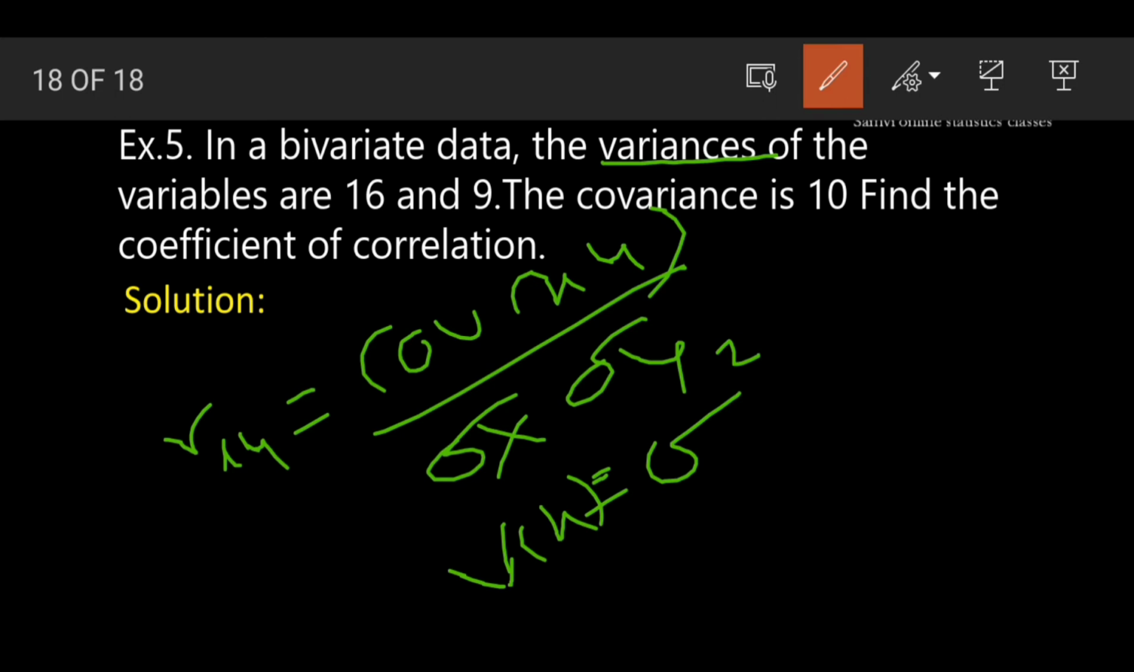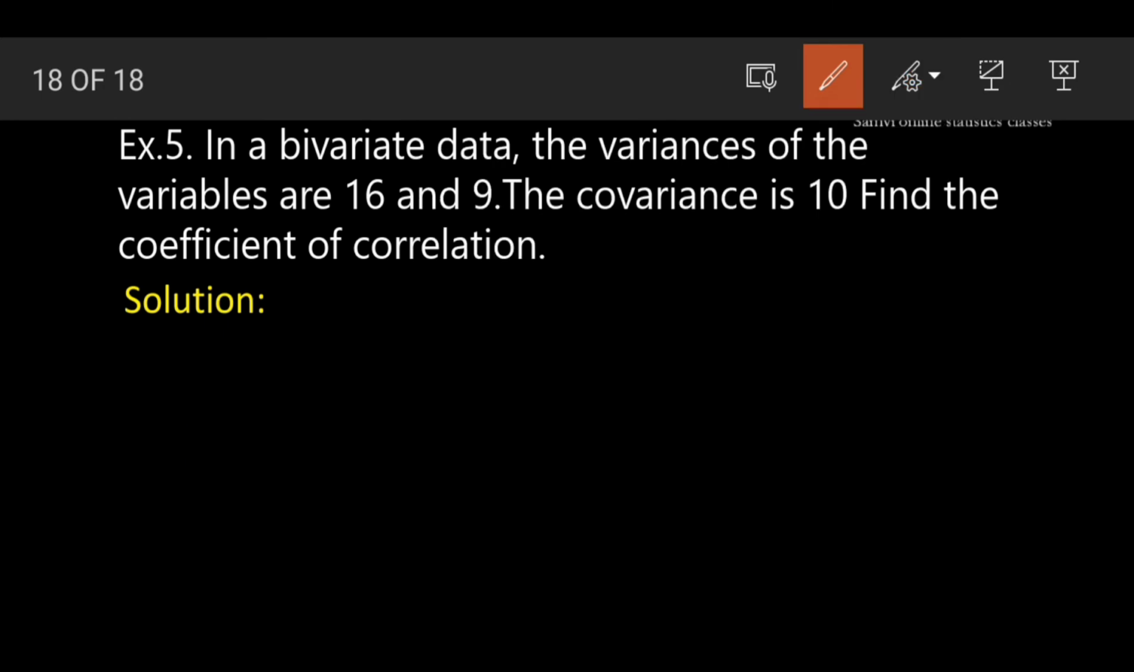If you want to find the standard deviation, then you have to take the square root of the variance. Getting? Then we will get the standard deviation sigma. Let us discuss this one.